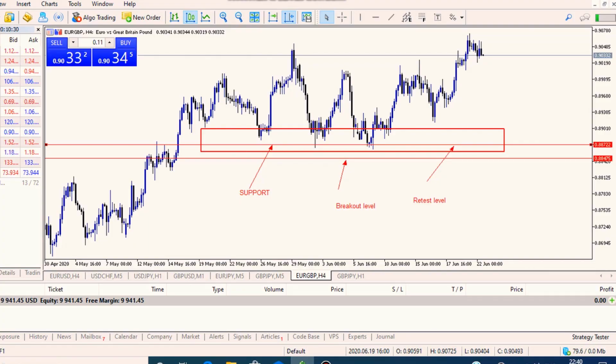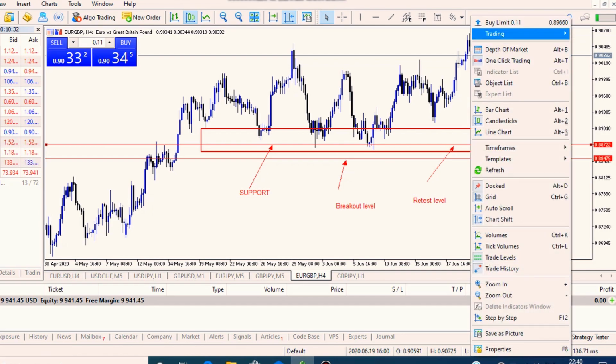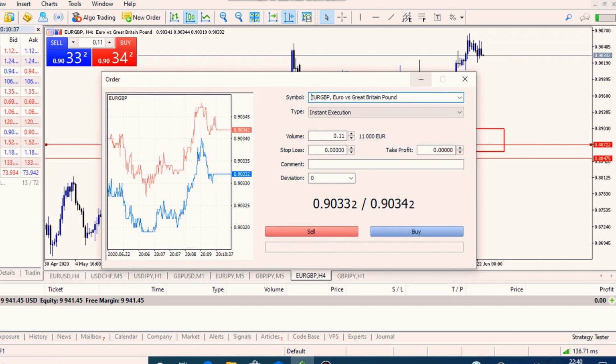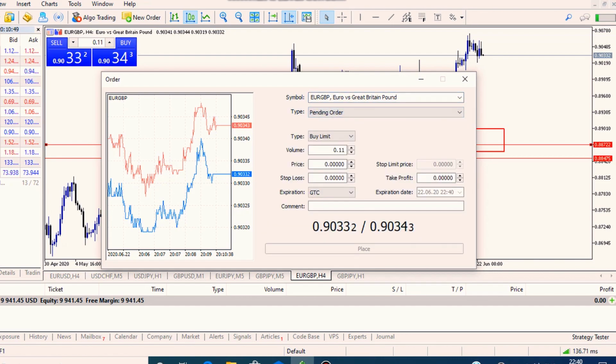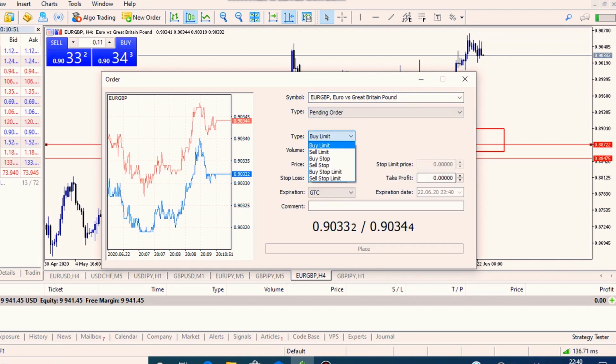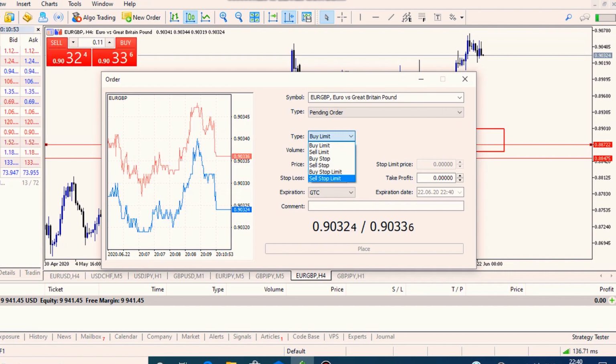For that, right click on the chart, go to trading option and then click on new order. Now here choose the currency pair. As we are using Euro GBP, we will choose Euro GBP. Now in the order type, choose pending order. As we want to open a sell stop limit, choose the sell stop limit. Now enter the lot size here.